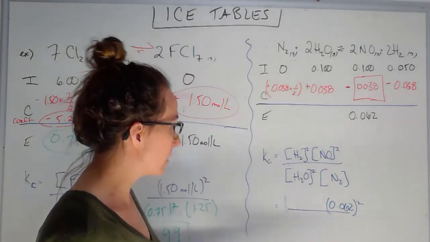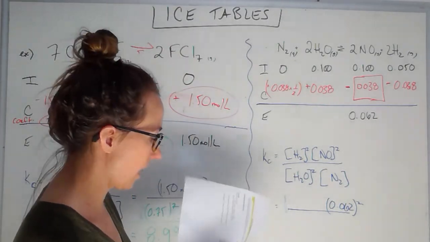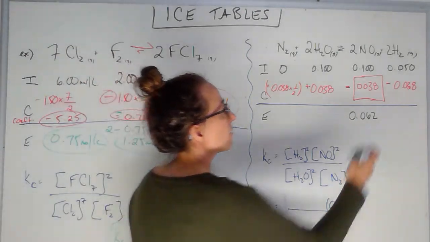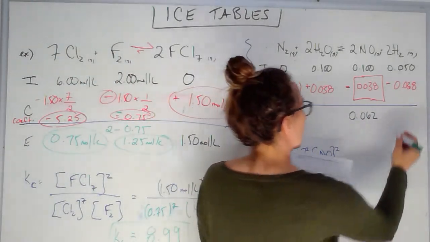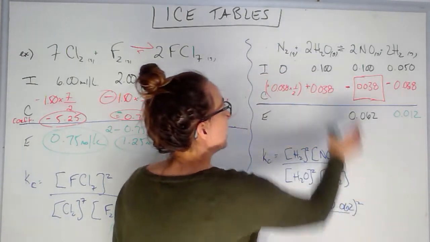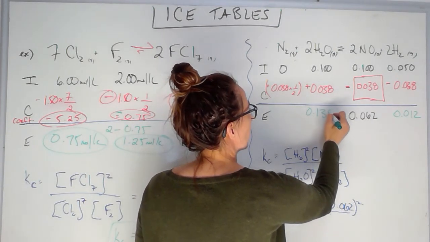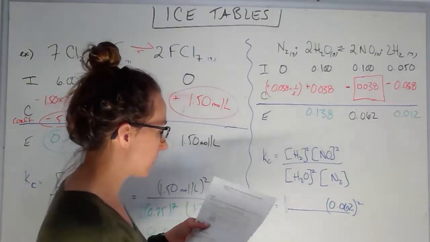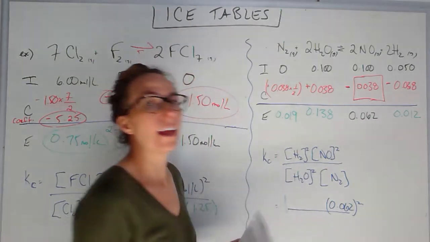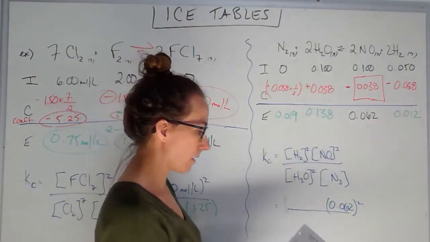Okay, that means that in my equilibrium column, I'm going to have 0.6 for the hydrogen over there, 0.05 minus that, and I'm going to end up with 0.012. Here I'm adding them, so I'm going to end up with 0.138. And here I'm taking the 0 and adding that value, and so I get 0.019. Now I have all of my equilibrium concentrations, and I can plug them all in.